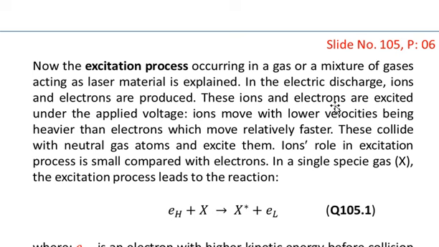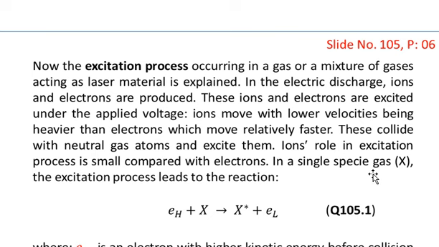These ions and electrons are excited under the applied voltage, which we apply across the electrodes. Ions move with lower velocities, while the electrons move relatively faster. The electrons collide with the neutral gas atoms and excite them. The ions' role in the excitation process is small compared with electrons.